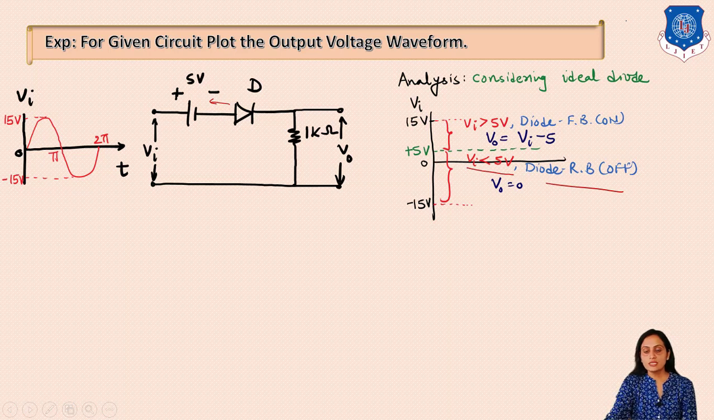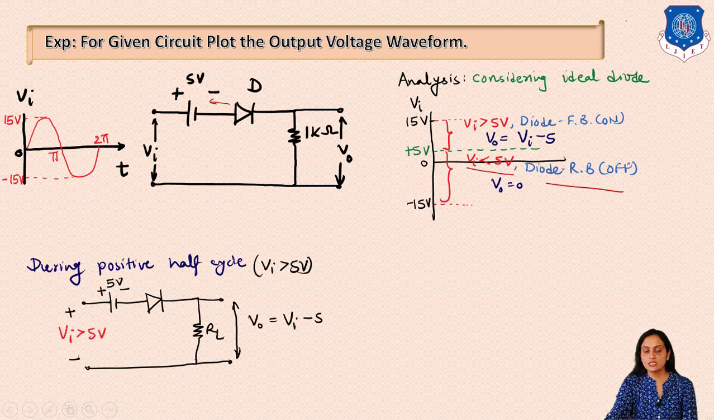So we will first draw the equivalent circuit. During the positive half cycle, with Vin greater than 5, the equivalent circuit can be shown like this, and we consider the diode as a closed switch over here, and due to that the output polarity is minus, plus, plus, minus. As the input voltage Vi is greater than 5 volt, the output is Vi minus 5, because it is variable. So Vi is going to change from 5 volt to 15 volt. So the output is Vi minus 5 volt.